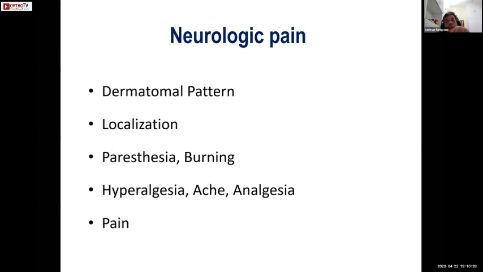So if you have a patient who complains of pain in a particular distribution of a nerve, that is, a dermatomal pattern, then it is more likely to be a neurologic pain rather than localized to some other structure. We should try to localize which nerve it is. The pain due to nerve root compression could be a paresthesia. They can complain of burning or tingling sensation. They can also complain of hyperalgesia, some kind of ache, or analgesia. Or sometimes the patient will just say that they have pain in the distribution of a nerve.